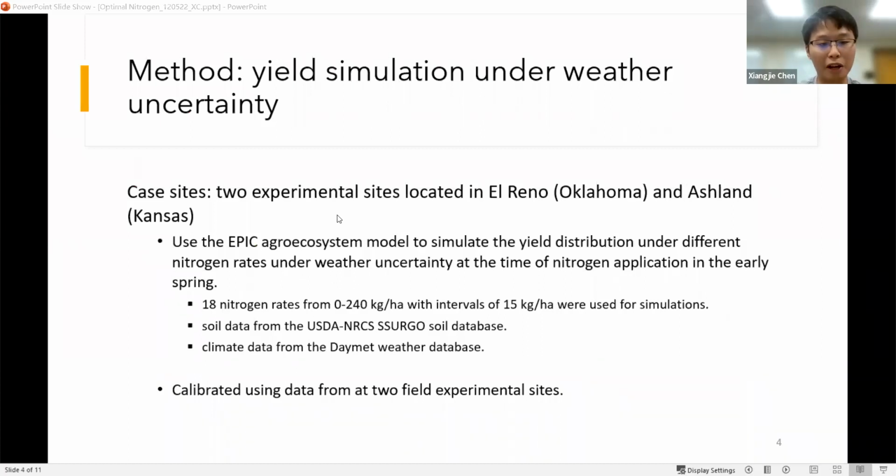We have data for two experiment sites located in Reno, Oklahoma, and Ashland, Kansas. We use the EPIC model to simulate the yield distribution for different nitrogen rates under weather uncertainty. We generate a weather ensemble from a weather database, and also have soil data from a soil database. These two databases are used as input to the EPIC model to get a simulation of the yield distribution for different nitrogen rates. Our EPIC model is calibrated using data from the field experiment.